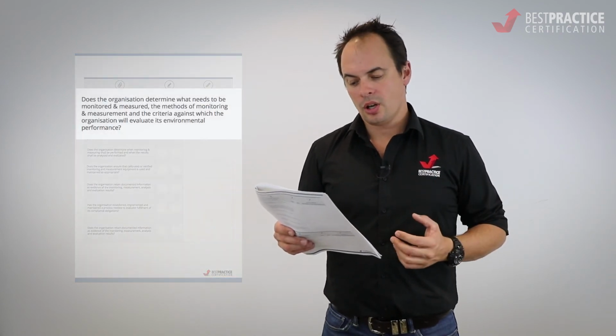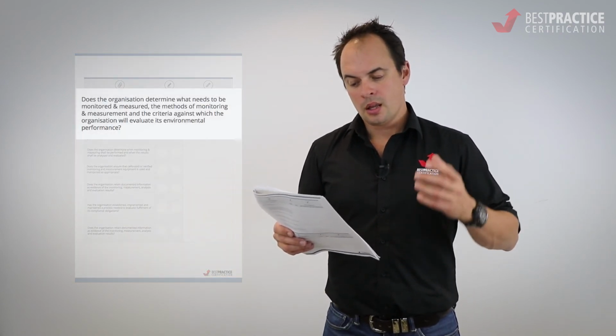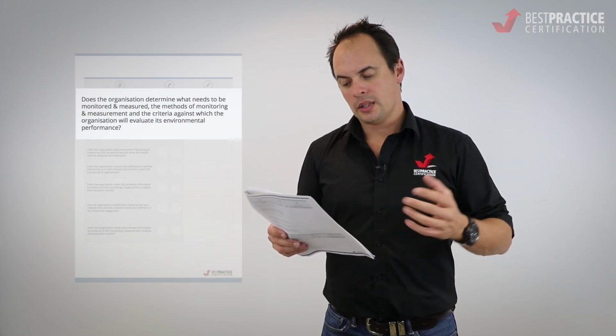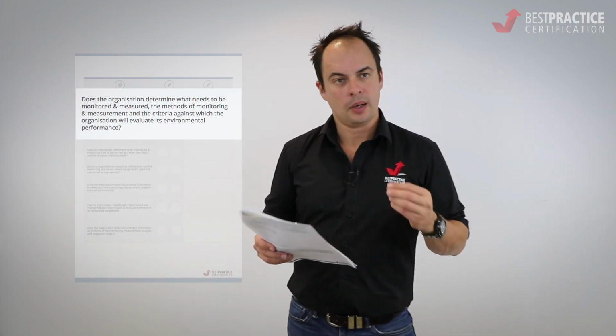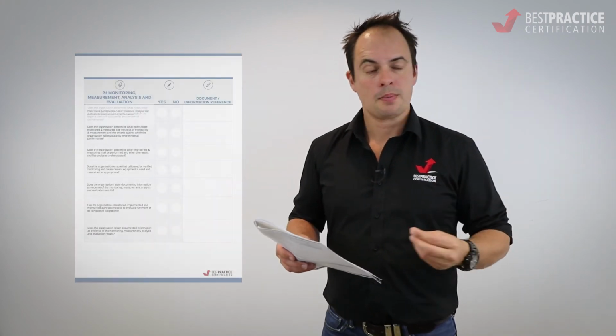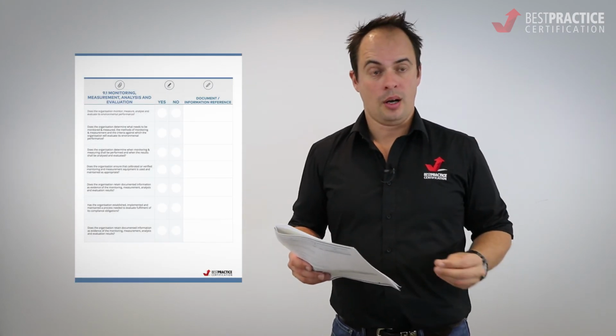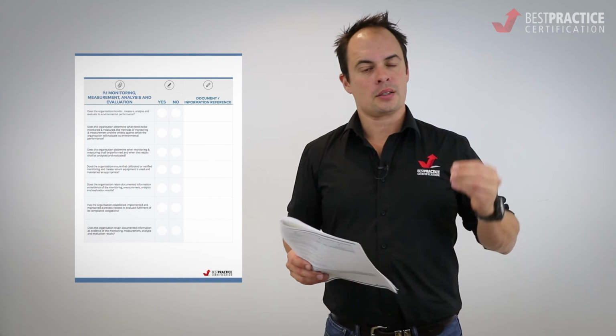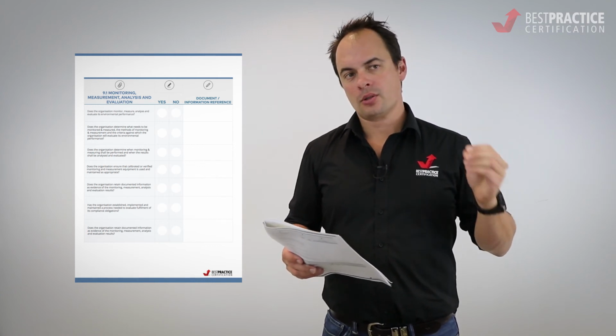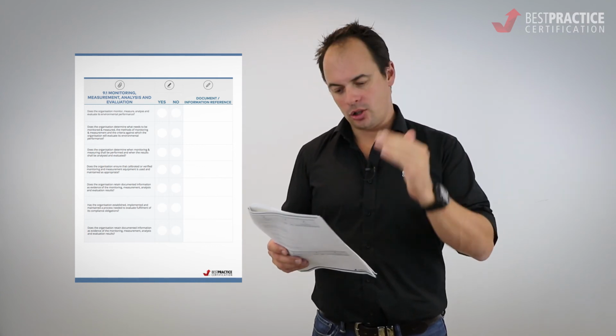Does the organisation determine what needs to be monitored and measured, the methods of monitoring and measurement, and the criteria against which the organisation will evaluate its environmental performance? Do you have a benchmark? Do you have regulatory requirements? What are your objectives and targets? What's in your environmental business plan and how are we tracking?